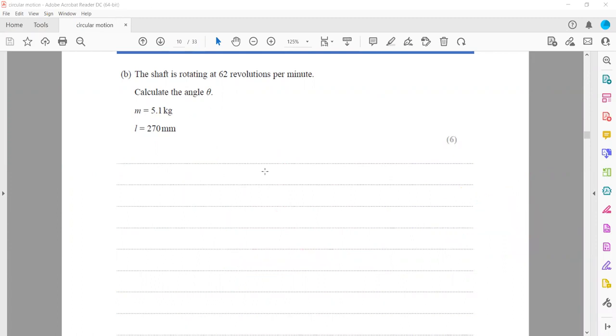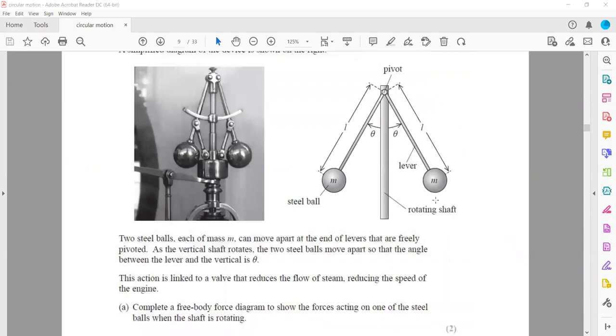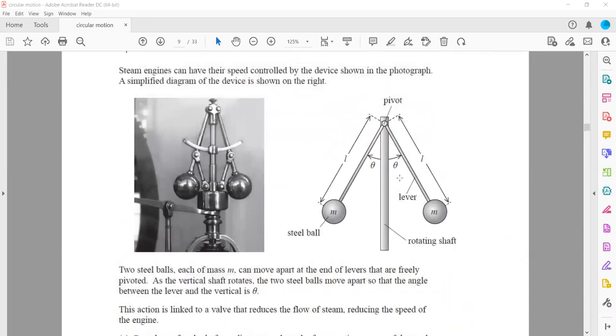The formulas are the same. So what we did, it is moving in a circular path. This is how it will rotate. So the force which is directed towards the center, that is the centripetal force, Fc. And that centripetal force is balancing with a component of the weight, W, which is acting downward.